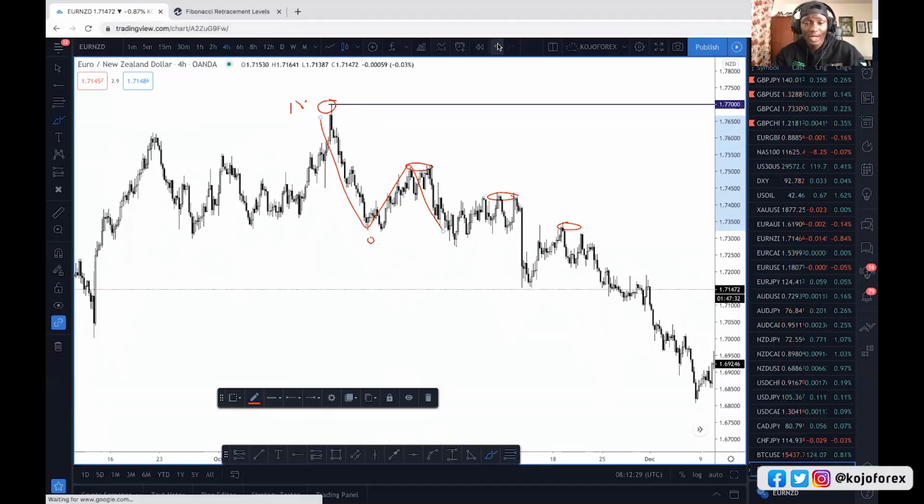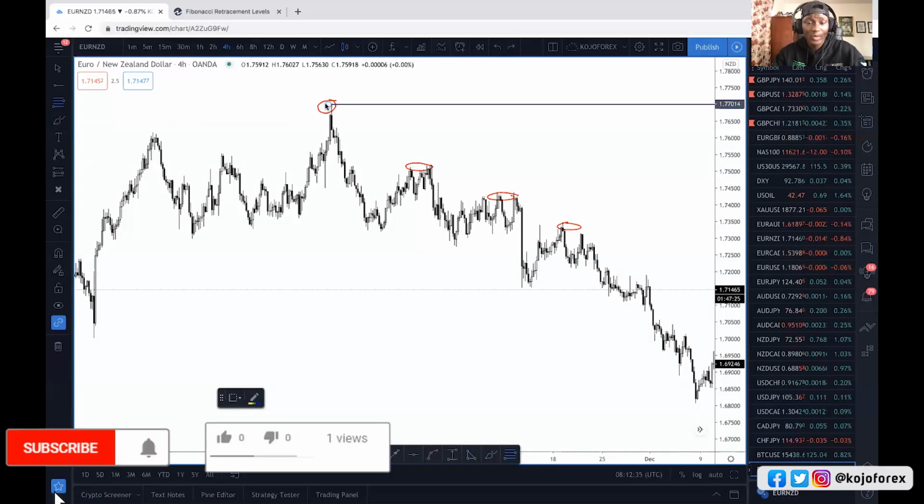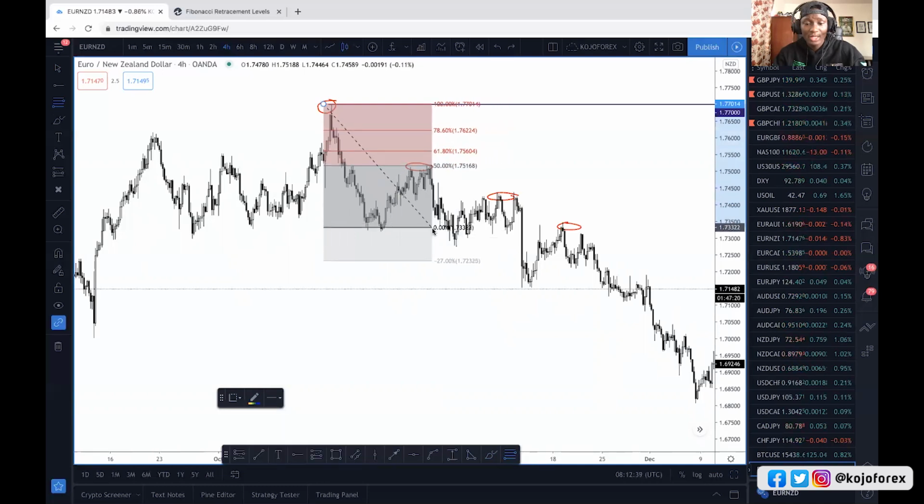So let's plot our Fibonacci tool quickly on this and see what Fibonacci level reacted nicely. If we plot our Fibonacci from this swing point A to swing point B, then we can see that the market again was reacting at the 50%.